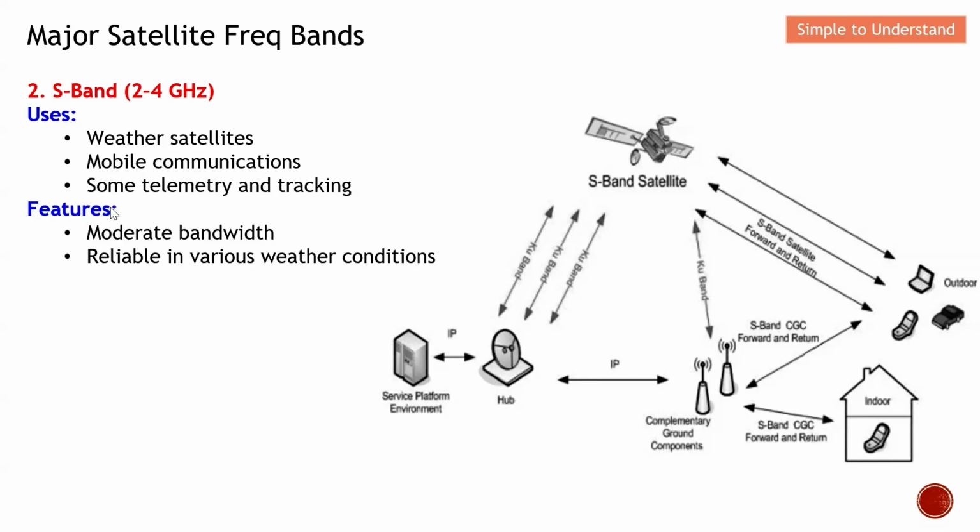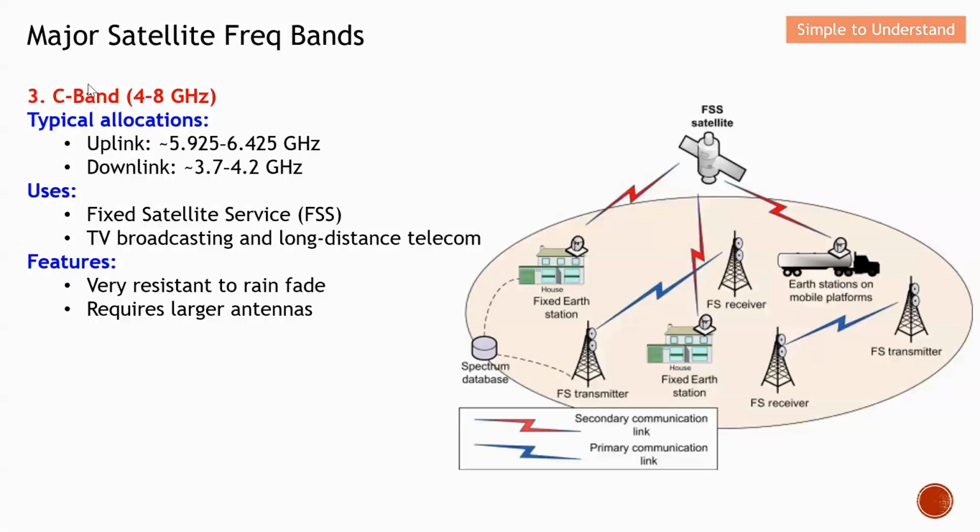Coming to the features, because of higher frequency as compared to L band, S band has a moderate bandwidth, which means that it can carry more data. They are also reliable in various weather conditions because the frequency doesn't increase a lot. Basically almost 2 times as compared to L band.